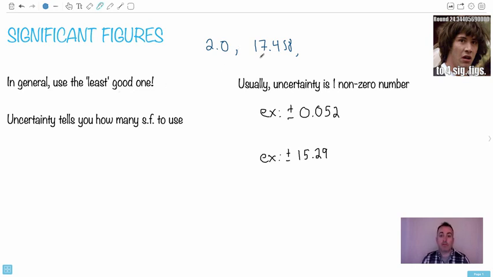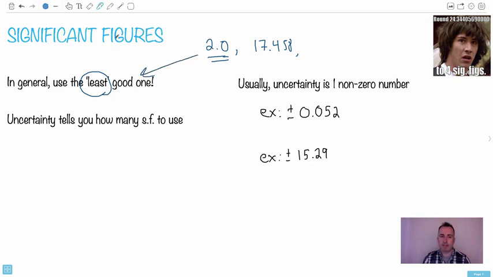Then when you're finished with your answer, if you got an answer that had a whole bunch of different digits like this 17.458, you would actually use only two right here. So you'd only use these two. You'd have something point something else. That's the main thing really to worry about as far as significant figures go. Just use the least good one. I think that's a good rule of thumb here.